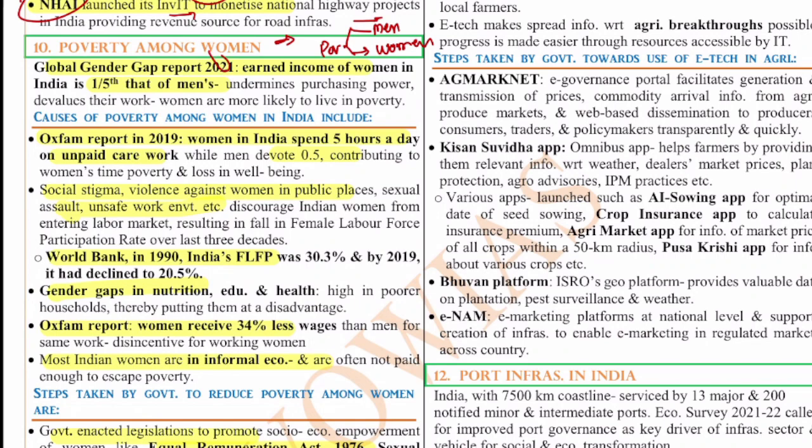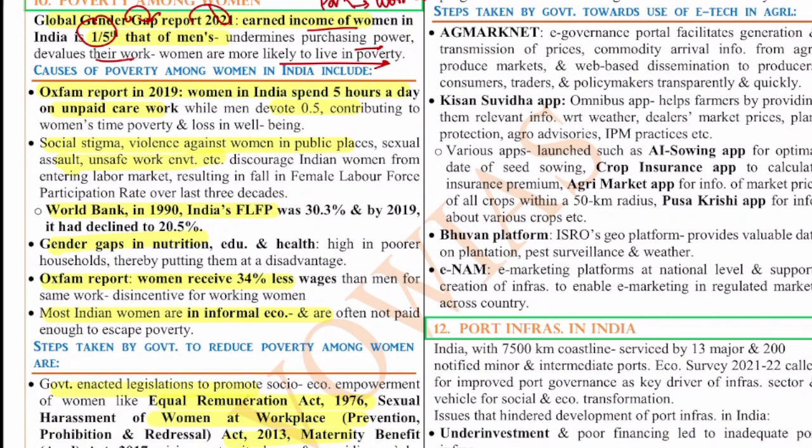The Global Gender Gap Report 2021 said that the earned income of women in India is one-fifth of that of men. It undermines the purchasing power, devalues their work, and women are likely to live in poverty. If you see the causes of poverty among women in India, according to the Oxfam report, women in India spend about 5 hours a day on unpaid care work, while men devote only 0.5 hours. The social stigma, violence against women in public places, sexual harassment, and unsafe work environment are discouraging Indian women from entering the labor market. So this is a major issue.